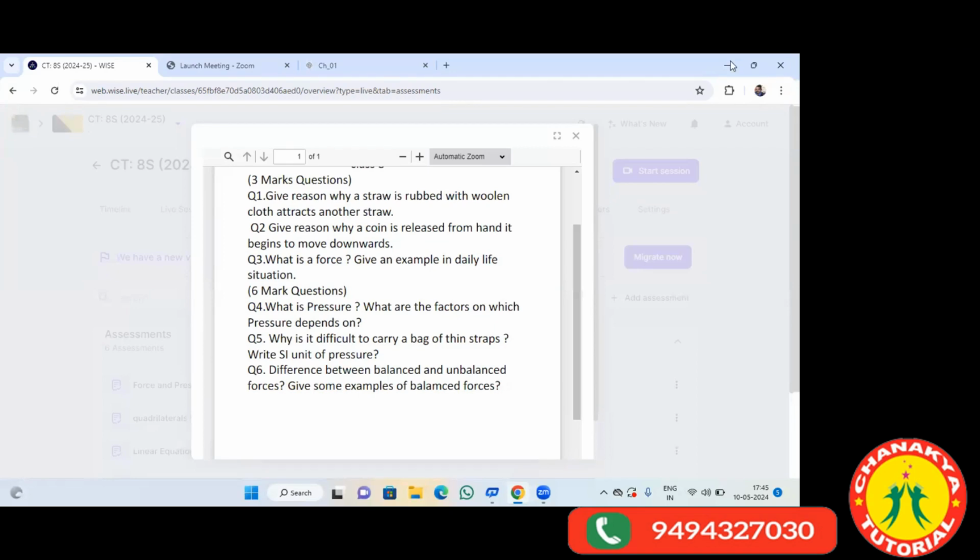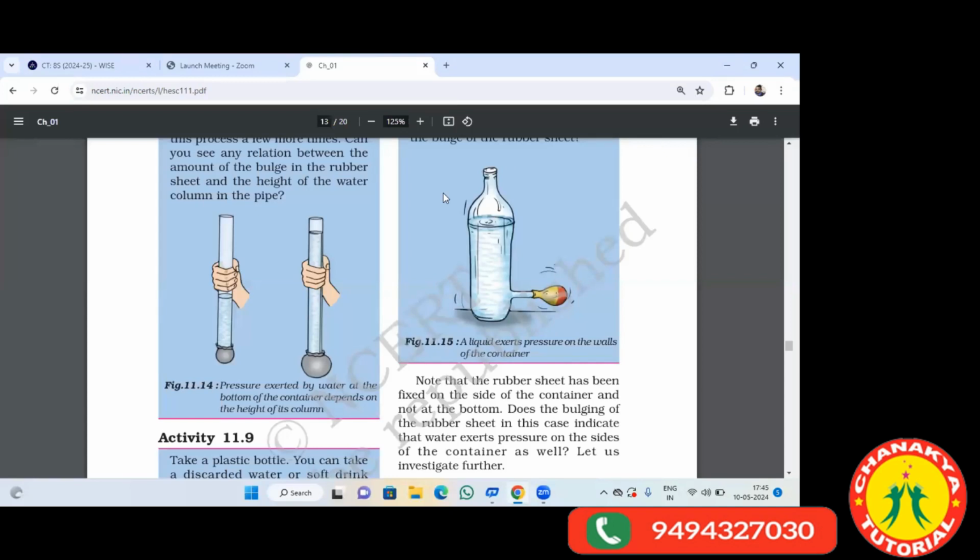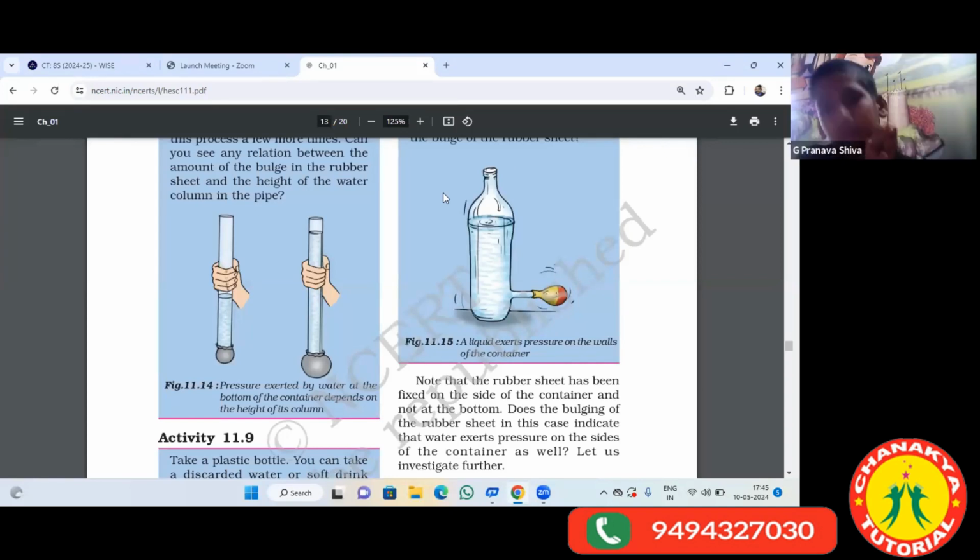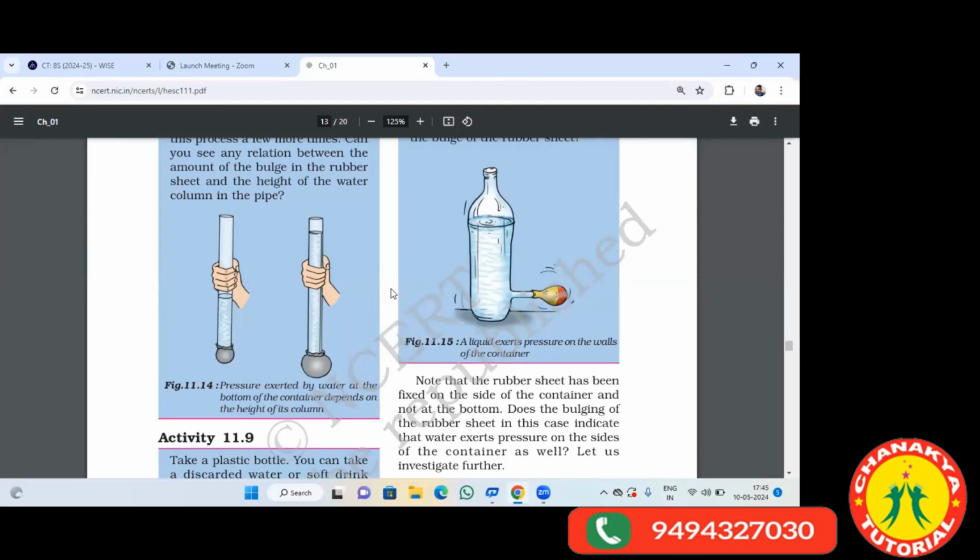Okay, so can we continue now with atmospheric pressure? Here you see we have taken two containers, container 1 and container 2. In the first container, we have filled a lesser amount of water, and in the second container we have filled a larger amount of water. So what do we observe here?